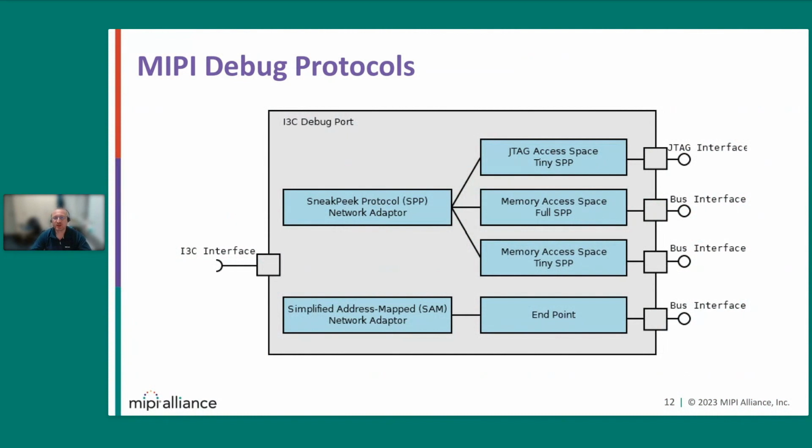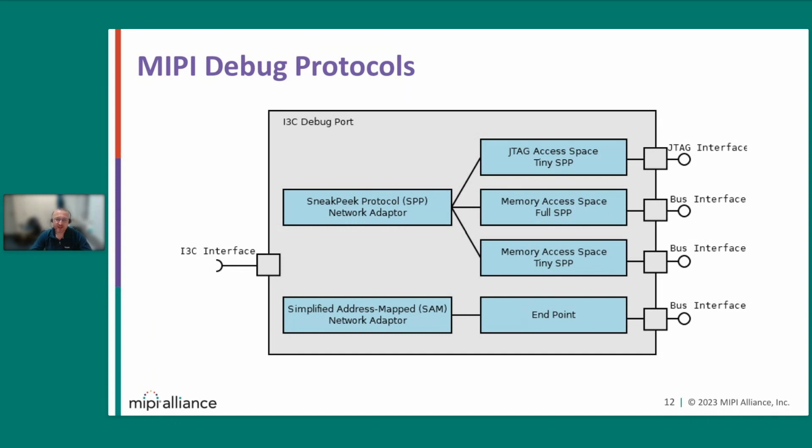The tiny SneakPeek protocol is made for connections with small bandwidth. SneakPeek offers different and multiple access spaces. Initially, SneakPeek was invented as a protocol to access memory or peripherals in the target system. But since version 2, there's also an extension to output JTAG data.